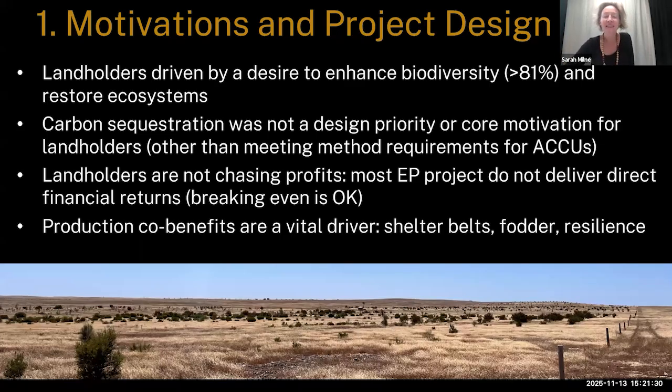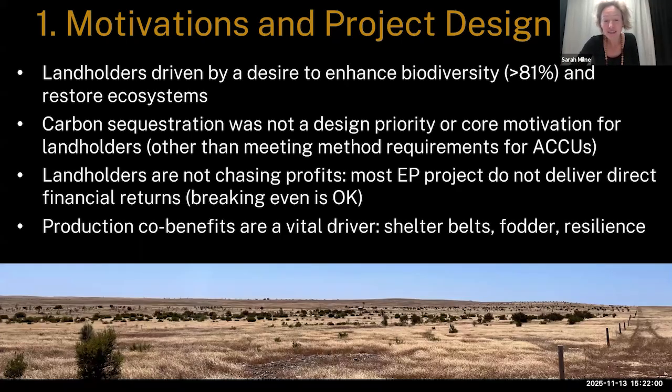Another important finding is that the landholders in these projects were not expecting to make big money out of the ACCU scheme or out of carbon credits. They weren't chasing profit. They were engaging in the environmental plantings projects for a range of other reasons and values. And usually the returns were enough to cover the costs of implementing the planting over time. Breaking even was probably okay given the other benefits or co-benefits.